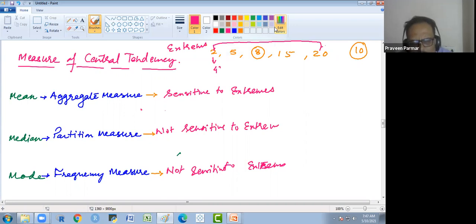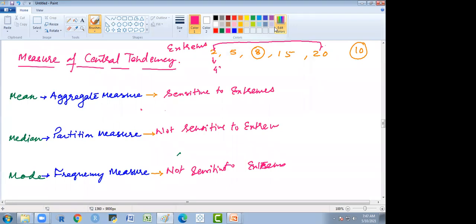Explain the outliers again. I'm not understanding the outliers concept.